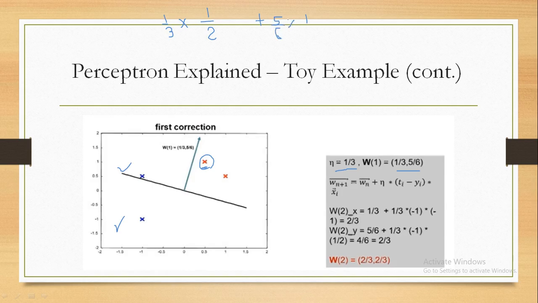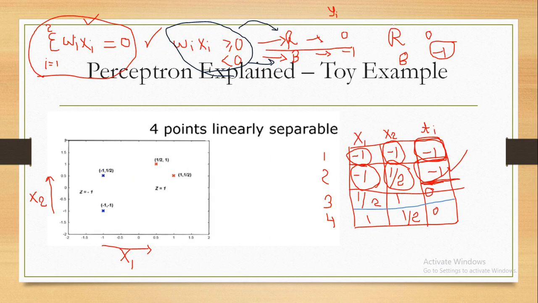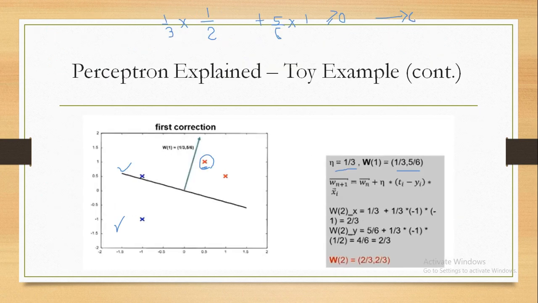Whatever answer comes, look, there is no negative term anywhere. That means whatever answer comes will be greater than or equal to 0. Greater than or equal to 0 means what we will predict? Let me just move to the last slide. Greater than or equal to 0 means we will predict a red. That means we will predict 0, since 0 means a red point. And what's the actual point? It's a red. So that's actually properly classified.